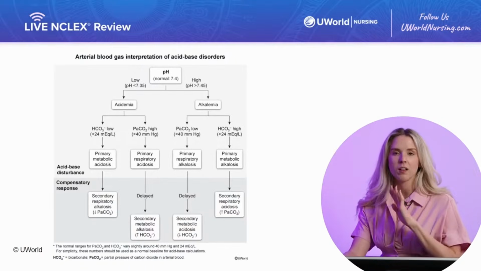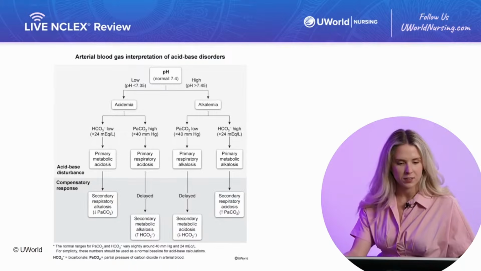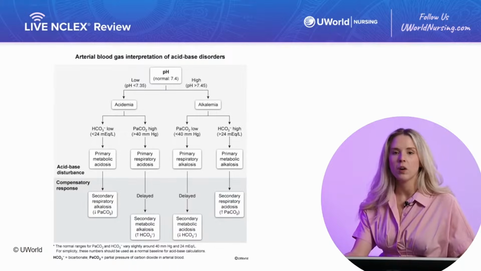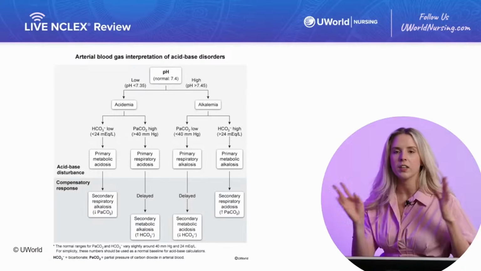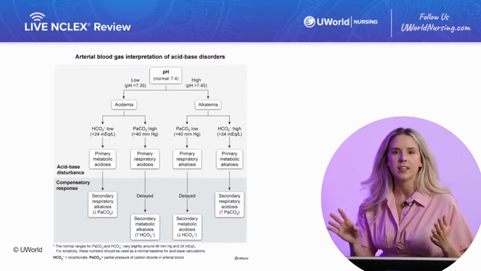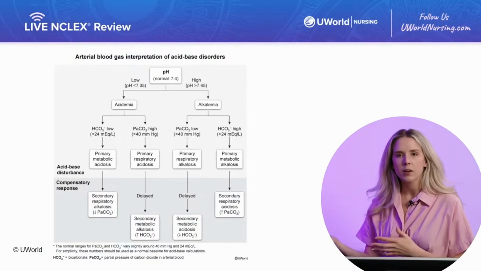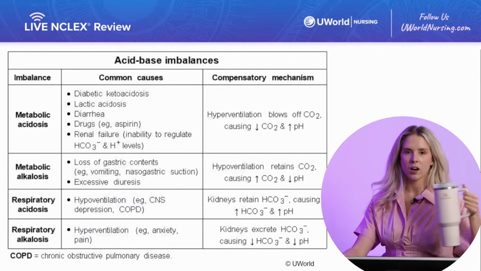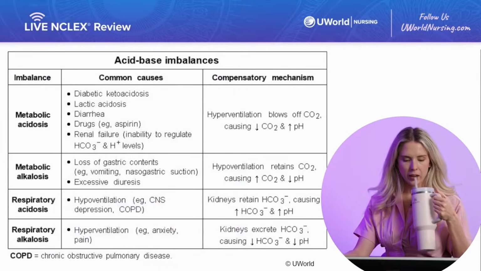Alrighty, so that was a lot of information, but you guys are crushing it so far. So let's go ahead and move on to the respiratory side. So we just covered metabolic, which means our kidneys are having a little trouble. Now let's switch to our respiratory side. All right, we're going to pull up our acid-base table again.